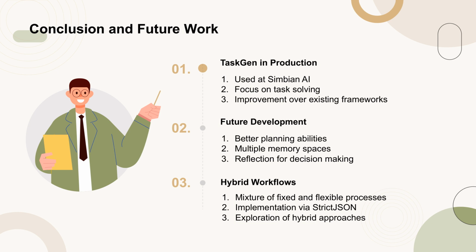Moving forward, TaskGen will undergo active development, with future enhancements including improved planning capabilities through state-based graphs and parallel searching, integration of multiple memory abstraction spaces like vector databases and knowledge graphs, and the use of reflection to consolidate experiences for better decision-making. Additionally, TaskGen will expand its multimodal support and facilitate collaboration among multiple agents with diverse skills and biases. The concept of hybrid workflows, which mix fixed processes with flexible agentic selections, will also be explored and integrated into TaskGen, potentially using StrictJSON or fixed rules for dynamic routing over TaskGen agents.